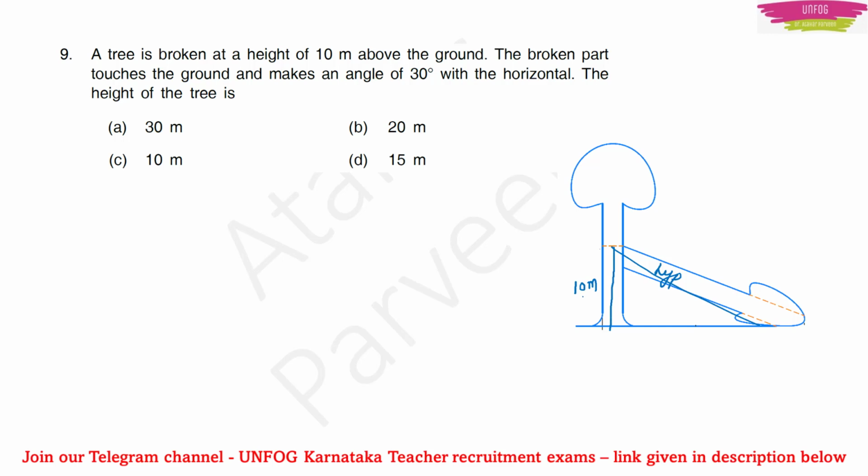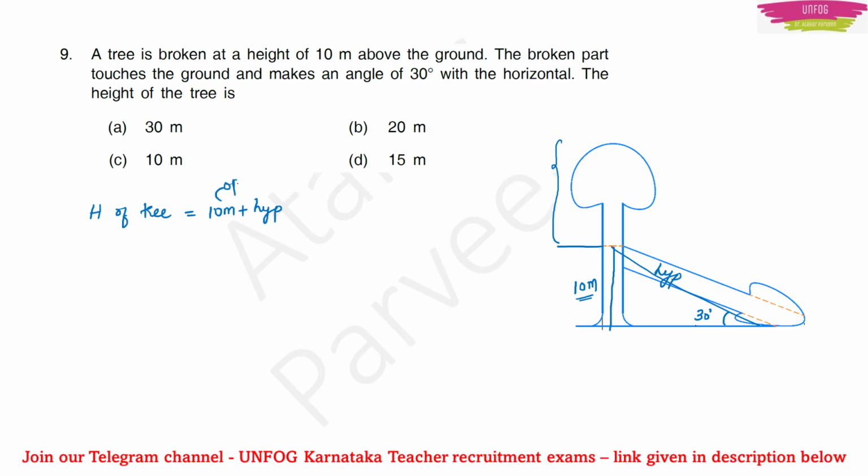Actually the actual length of the tree we don't know, but after breaking, the broken tree is having a height of 10 meter above the ground. Okay, now the broken part will touch the ground at 30 degree. You have to find the actual height of the tree, means you have to find this also, then later you can add. Okay, so to find the height of the tree, height of tree is equal to this 10 meter plus hypotenuse. This will be your height. Okay, so for that you have to first find the hypotenuse, right?